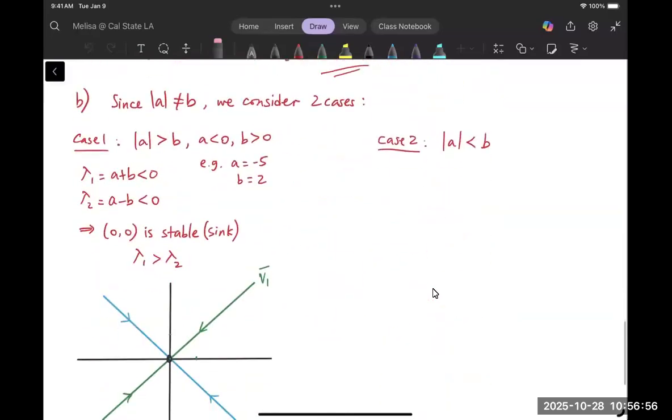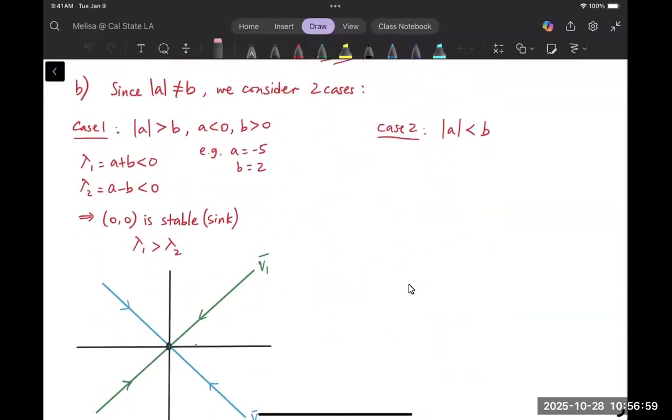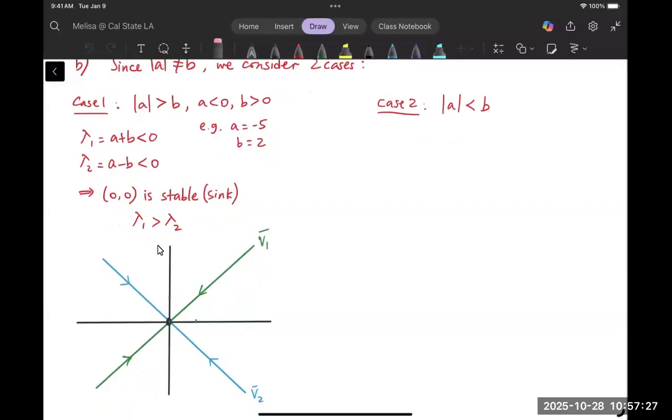All right, so one restriction that we have for the parameters is that the absolute value of A is not equal to B. Okay, so therefore we have two cases. The first case is when it is greater than B, and the other one is when the absolute value of A is strictly less than B. So not equal means either greater than or less than. I think we were running out of time, so we ended up only with case one. That's the one that we were trying to figure out.